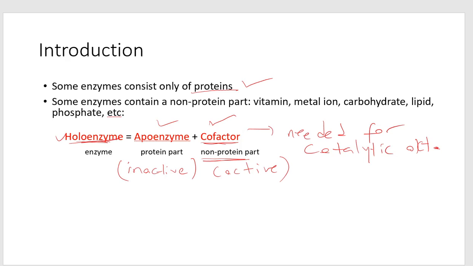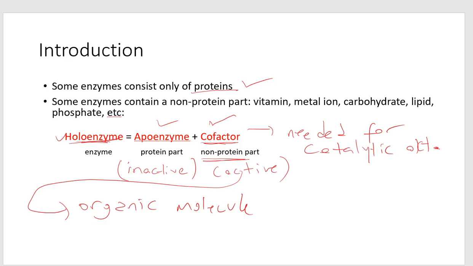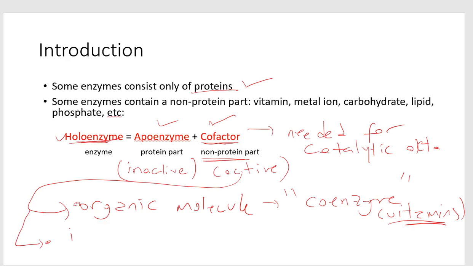So what is this cofactor? A cofactor may be another organic molecule. If it's an organic molecule, in this case it's called a coenzyme. Usually coenzymes are vitamins or made from vitamins. Or a cofactor can be an inorganic molecule, such as a metal ion.